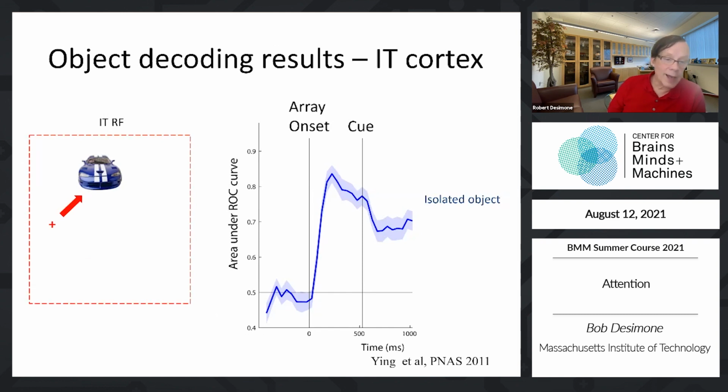Okay, so what happens when you run this experiment? When you only have a single object in the receptive field and look at the decoding performance, it starts off at chance, but then at time 0, the array appears. And then the decoding performance ramps up. In this particular case, it was over 80%, which is not too bad. It begins to fall off over time. The cue appears here at 500 milliseconds after the array onset, but there's only one stimulus on the screen. The animal's presumably paying attention to it. The cue carries no information.